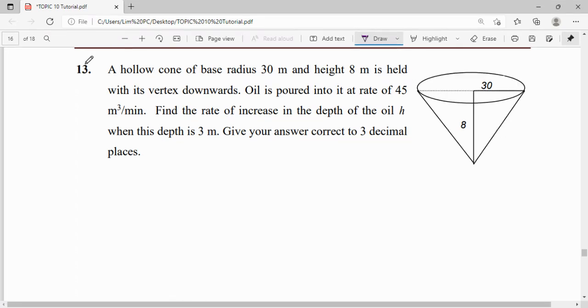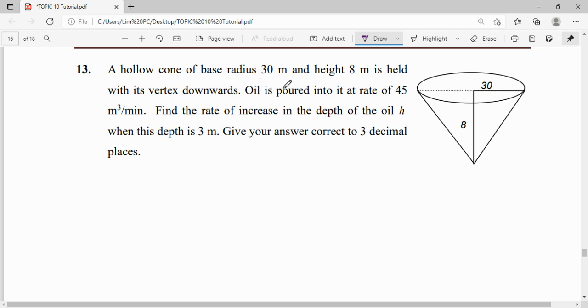Question 13. A hollow cone of base radius 30 meters and height 8 meters. As the diagram shows, our shape here is a cone. So the radius is 30 and the height is 8. It's held with its vertex downwards.